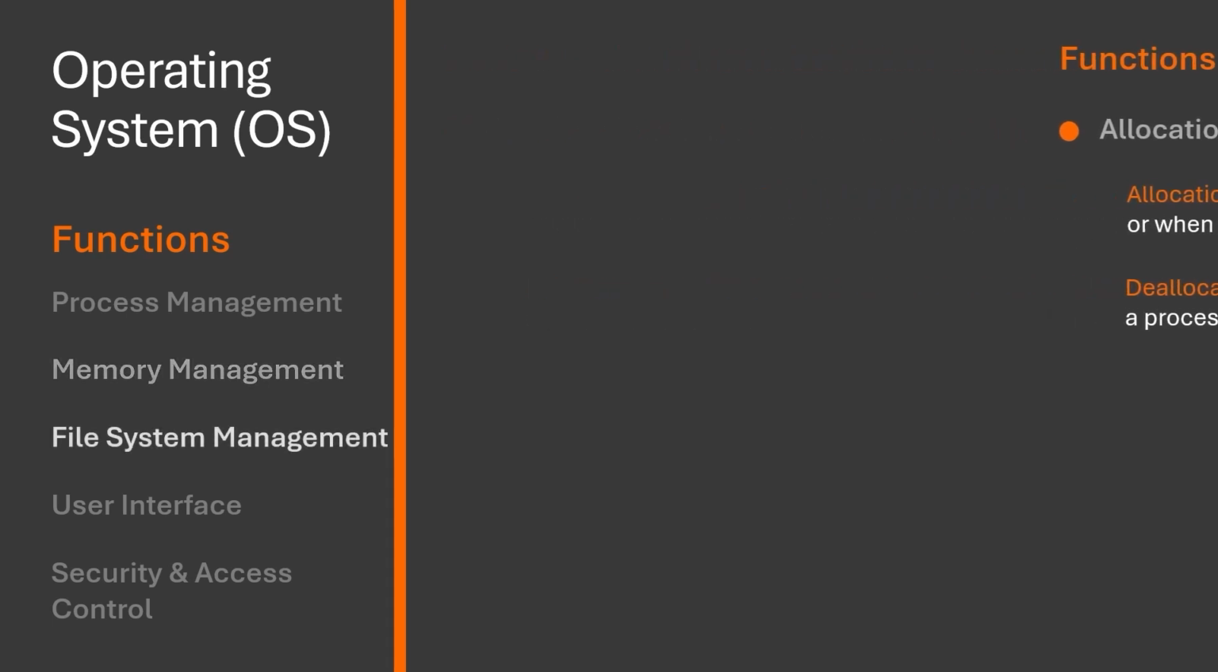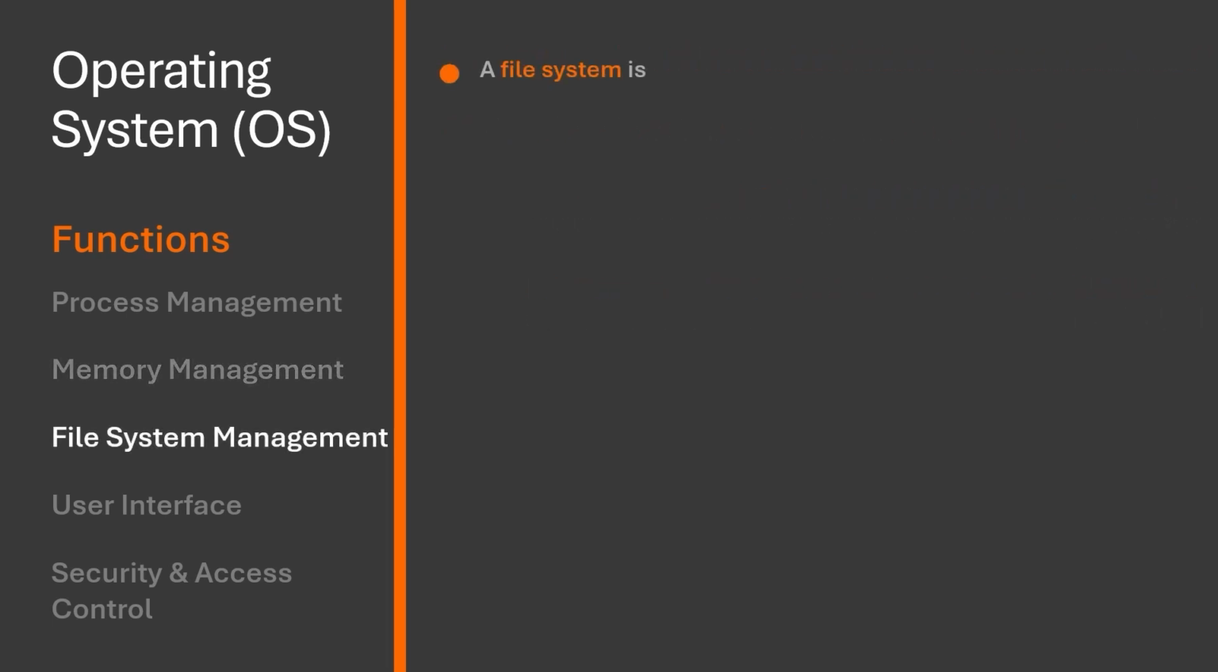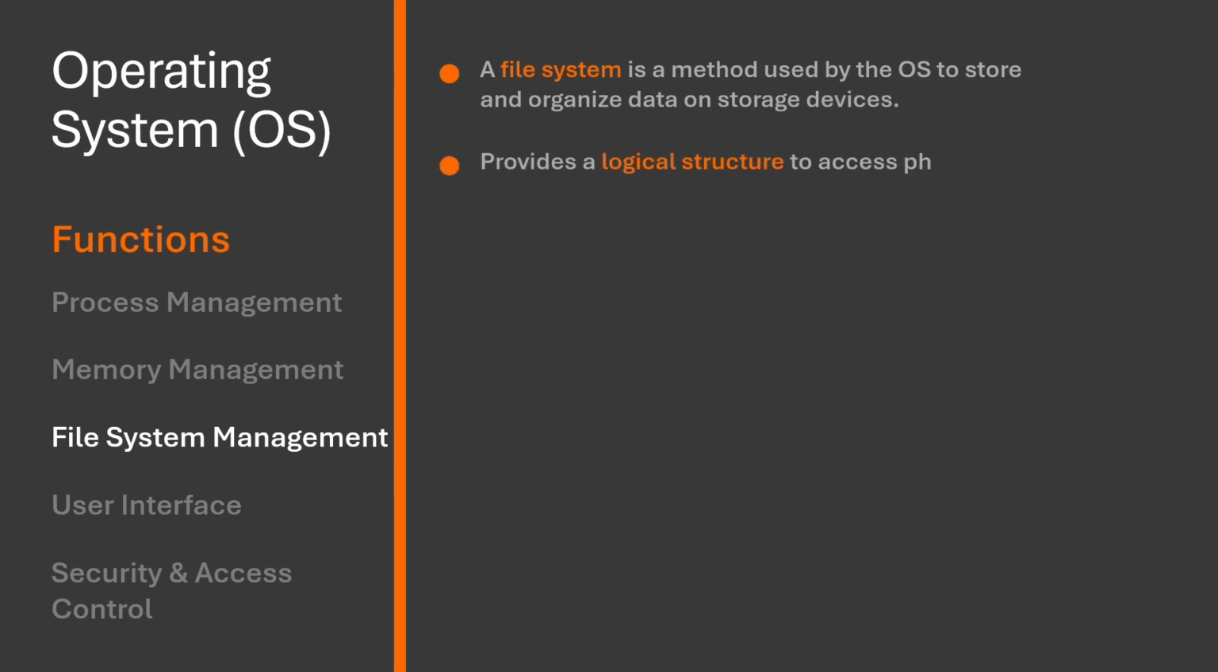Then we have file system management. A file system is a method used by the operating system to store and organize data on storage devices. It provides a logical structure to access physical storage, making it easier to locate, read, write, and update data. Without a file system, data placed in a storage medium would be one large chunk of data with no way to tell where one piece of information stops and the next begins.